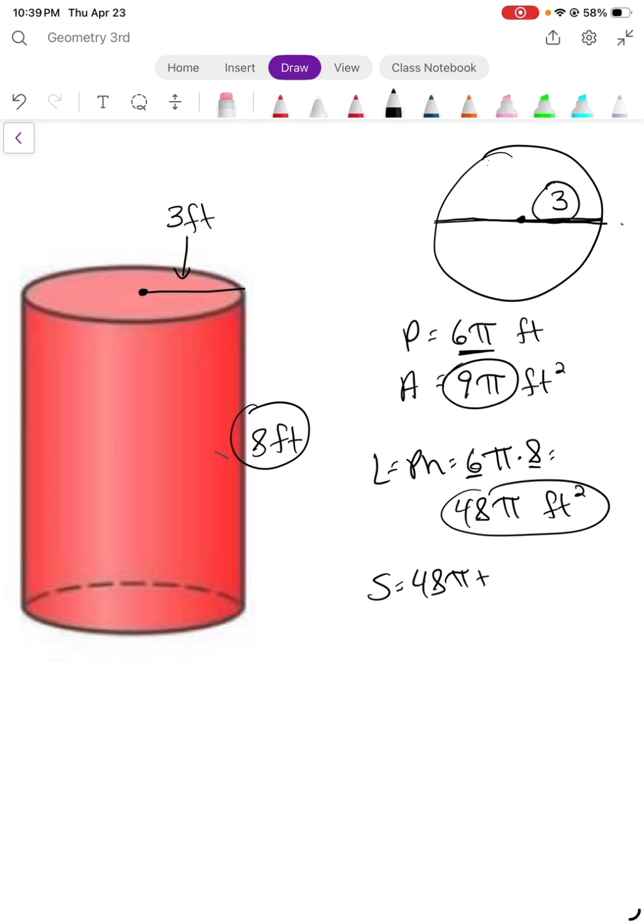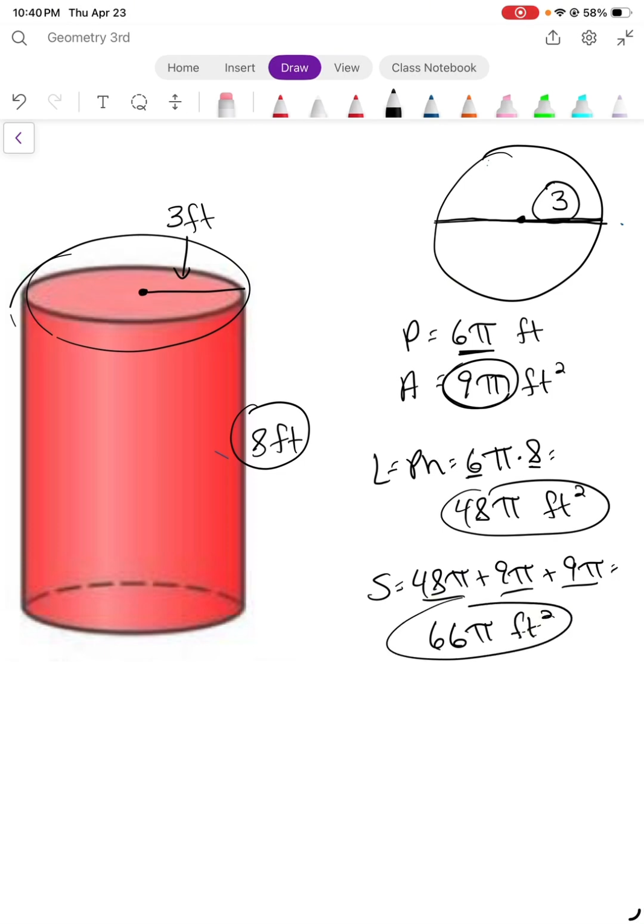But you have to include the area of the top, which we've already found was 9 pi. The area of the bottom, which was also 9 pi. Since they're all pi's, you can add them together. They're alike. And that gives you a total of 66 pi's. And that's going to be also in square feet. So that's the surface area. The sides, the top, the bottom.